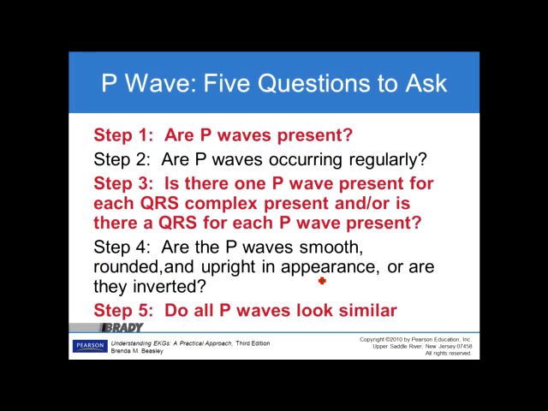P wave, 5 questions to ask. Step 1, are they present? Step 2, are P waves occurring regularly, and are they actually firing off the QRSs? Step 3, is there one P wave present for each QRS complex, or is there a QRS for each P wave that is present? Step 4, are the P waves smooth, round, upright in appearance, or are they inverted? And step 5, do they all look alike? A good acronym to remember is PURU: P waves that are upright, round, and uniform. PURU.